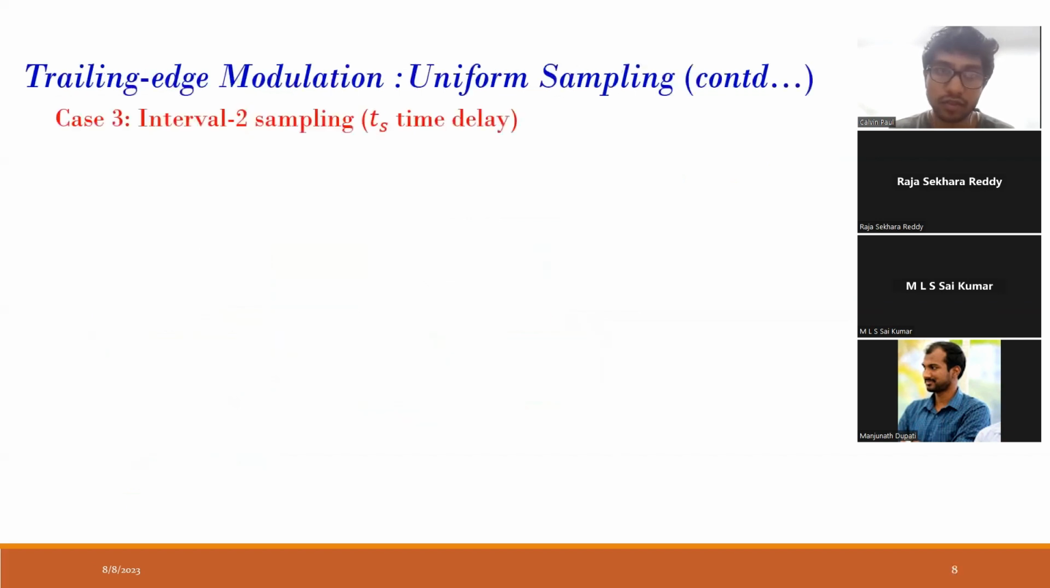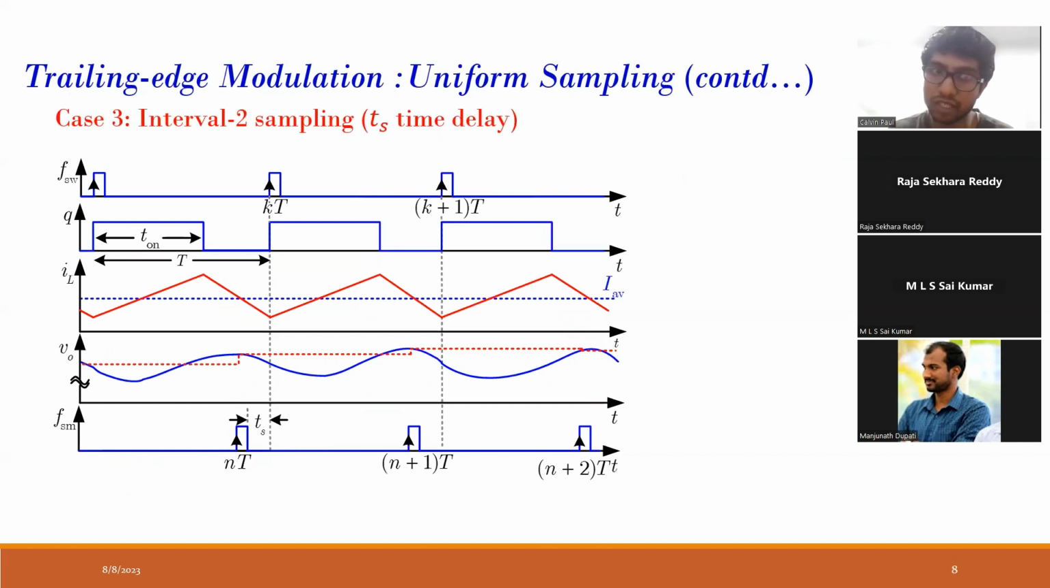Next, we will consider we are taking only 1 sample, but we are keeping a certain delay. This is the switching event, where the switch turns on, the inductor current is rising, the output voltage is as it is, and then we give a sampling event. This is my sampling command. I give the sampling command, it samples the output voltage and stores that value. Next, I give another sampling command, it samples the output voltage and stores that value.